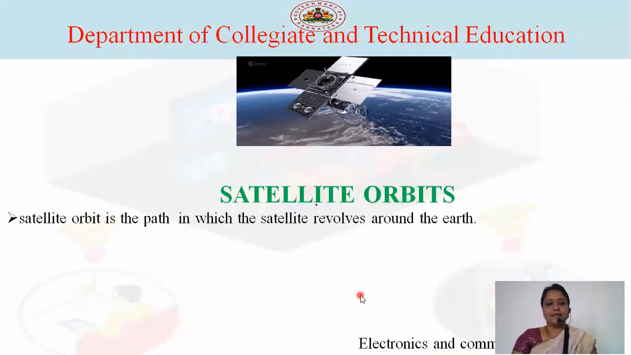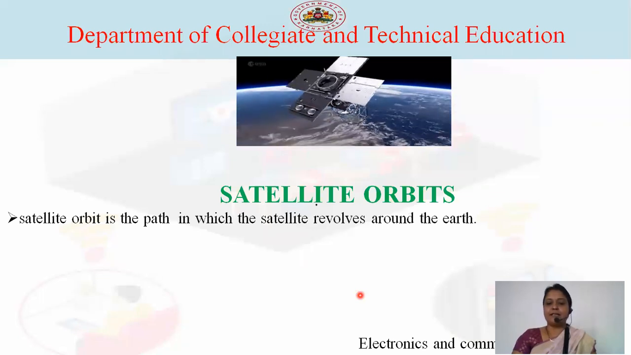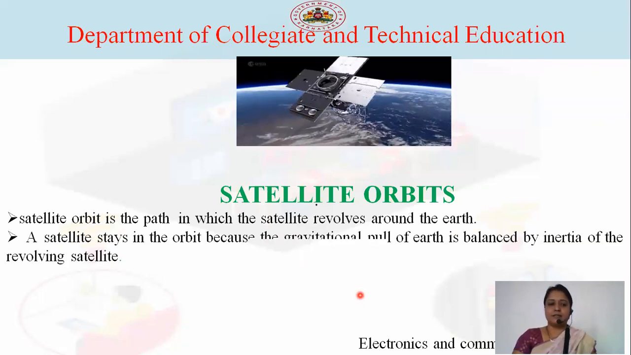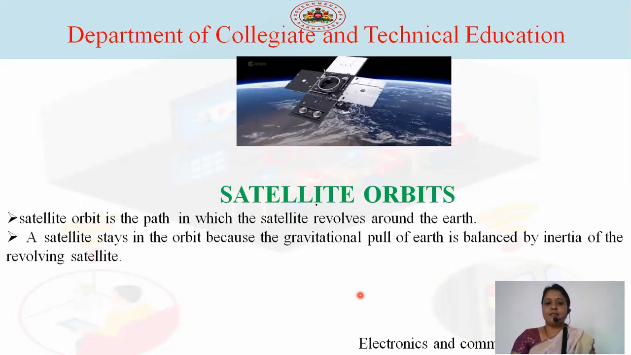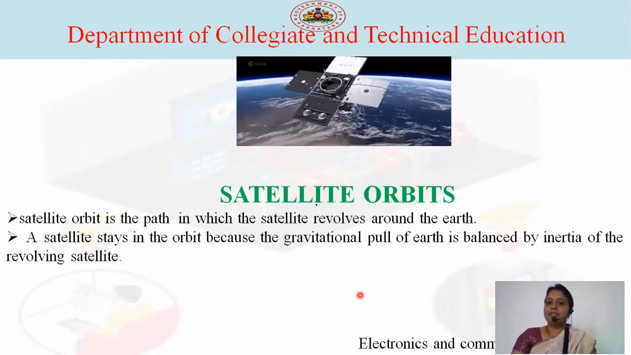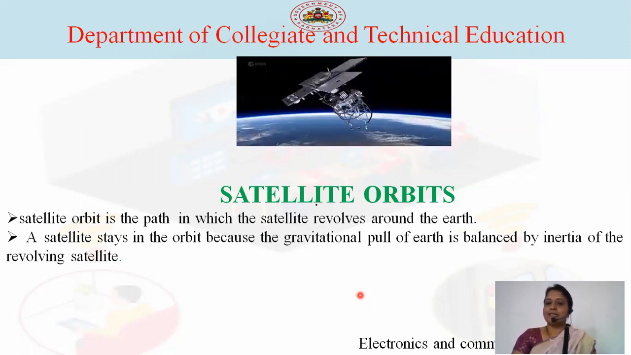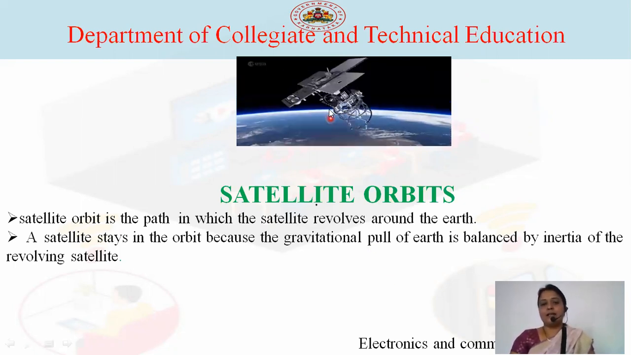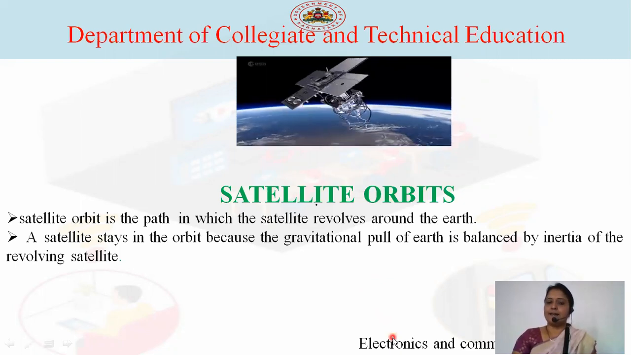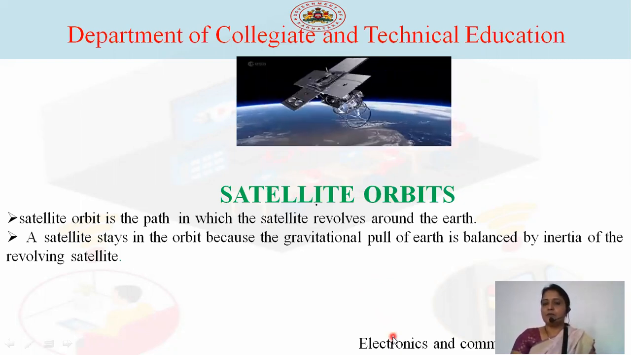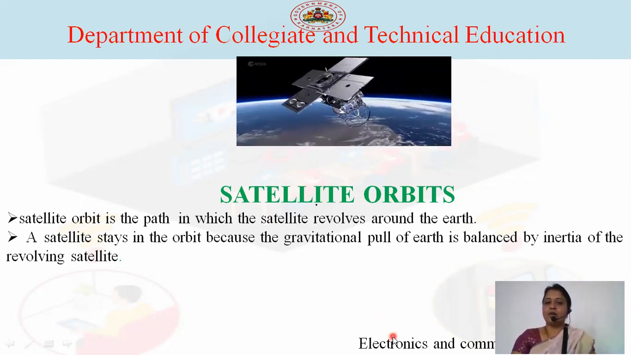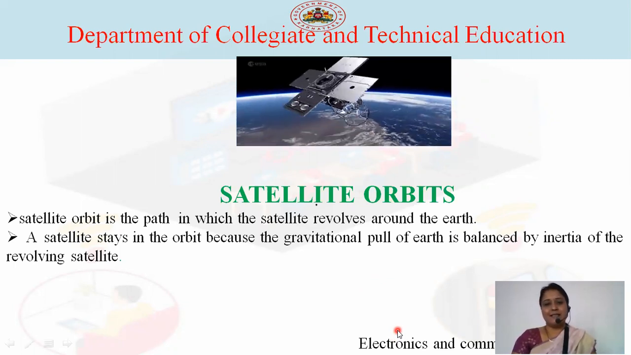Now, as I said, satellite orbit is the path in which the satellite revolves around the Earth. A satellite stays in the orbit because the gravitational pull of Earth is balanced by the inertia of the revolving satellite. Those satellites are launched using rockets, and the rocket provides the forward as well as the vertical motion to the satellite.